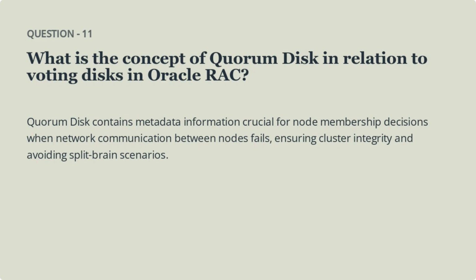The concept of Quorum Disk in relation to voting disks in Oracle RAC is crucial for maintaining cluster integrity and avoiding split-brain scenarios. The Quorum Disk contains metadata information that is used to make node membership decisions when network communication between nodes fails. This ensures that the cluster remains intact and operational even in the event of network failures, thereby preventing the risk of split-brain scenarios.